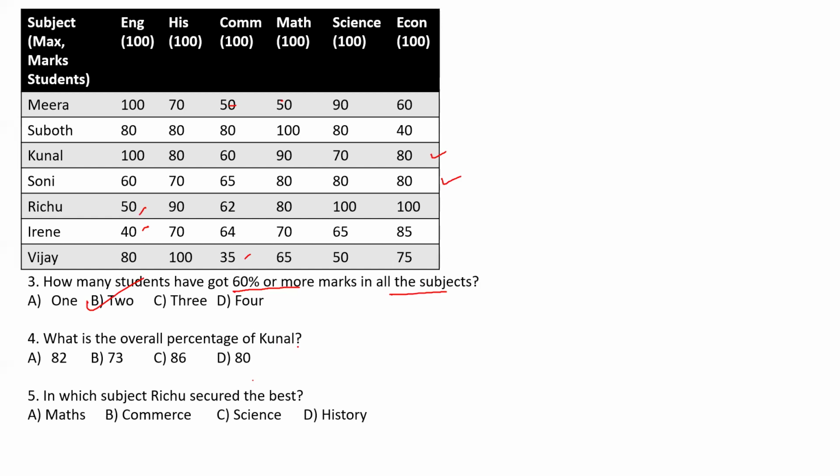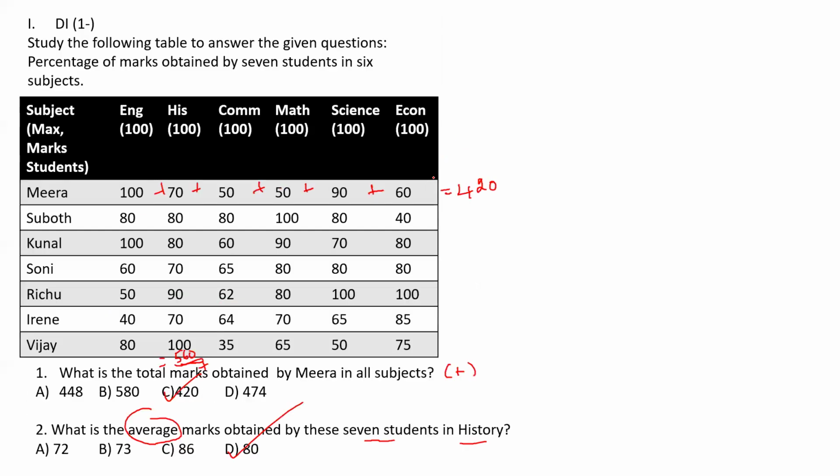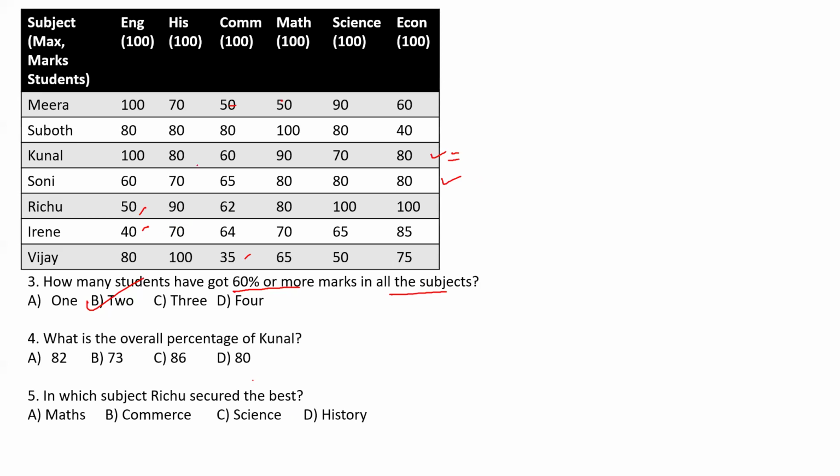Next, what is the overall percentage of Kunal? So finding out the percentage: total divided by the overall mark into 100, right? So where is Kunal? Here it is. So find out the total of Kunal. In the previous question, we didn't find Kunal's total. So Kunal's total is 10 plus 8 plus 6 plus 9 plus 7 plus 8.